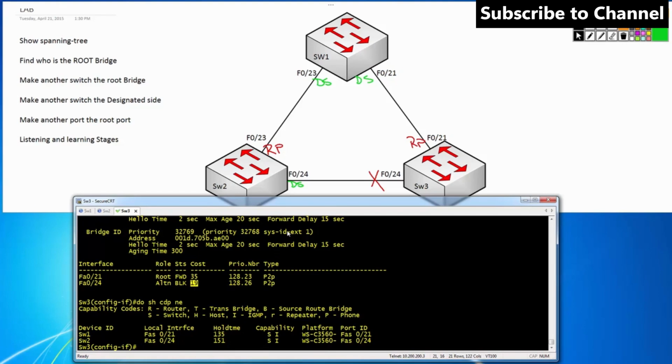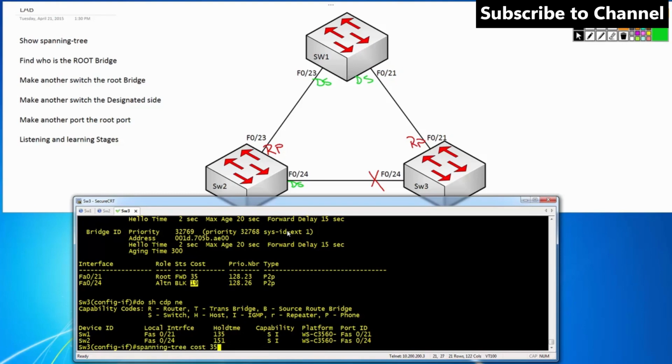Well, the first thing we decide is who has the lowest cost to the root bridge. So between switch 2 and switch 3, they're going to make a decision on who's going to be designated. Switch 2 is going to say, well, I have a cost of this to the root bridge. And switch 3 is going to say, well, I have a cost of this to the root bridge. If switch 3's cost to the root bridge is lower than switch 2's, then switch 3 will become designated.